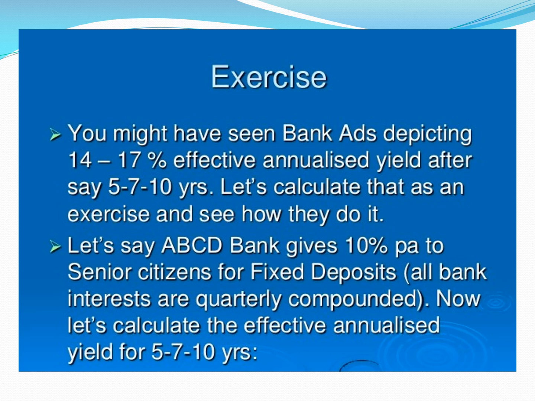You might have seen bank advertisements displaying effective annualized yield for 5, 7 and 10 years. Let's calculate that as an exercise and see how they do it. The ABCD bank gives 10% per annum to senior citizens for fixed deposits, with interest compounded quarterly. Now, let's calculate the effective annualized yield rate for 5, 7 and 10 years.